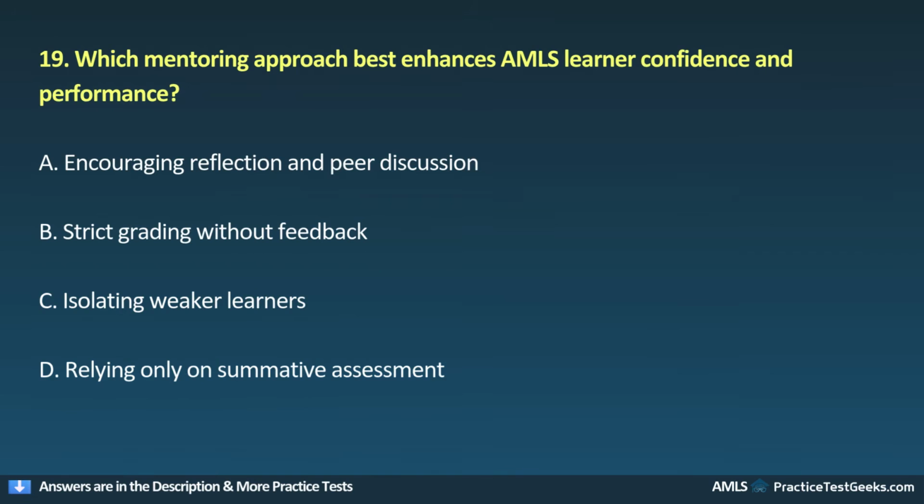Which mentoring approach best enhances AMLS learner confidence and performance? A. Encouraging reflection and peer discussion. B. Strict grading without feedback. C. Isolating weaker learners. D. Relying only on summative assessment.